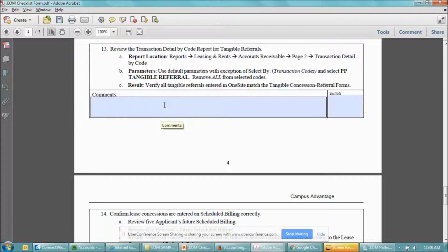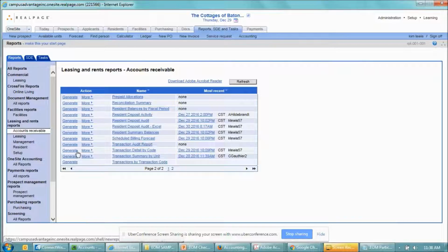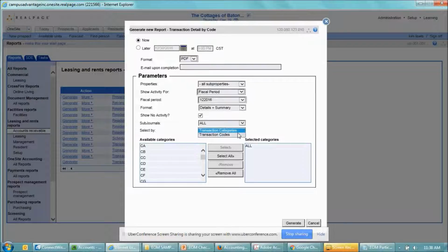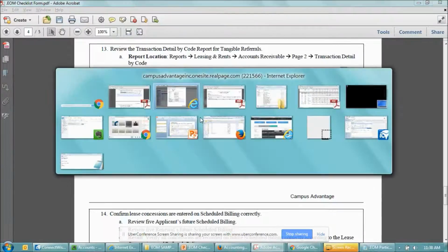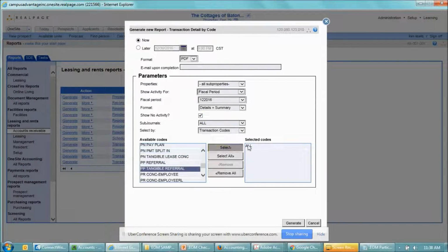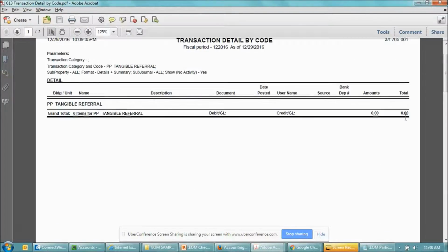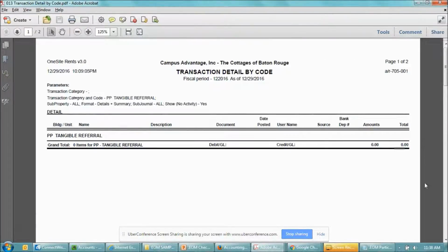The second transaction detail by code report has to be pulled that same exact way, but this time for the PP tangible referral. So we're going to generate that same report. Start by changing the drop down from transaction categories to transaction codes, and then scroll all the way down looking for the appropriate PP tangible referral. So select that, remove the all option, and then hit generate. After you hit generate, you'll get this beautiful report here that looks like this with a big fat zero, which it should, because you don't want to do gift cards.